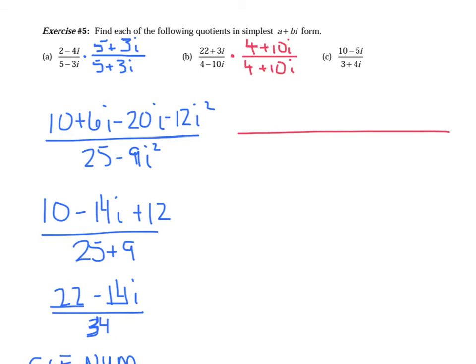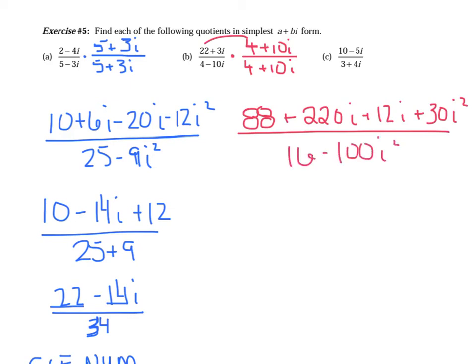All right, so first times first was 88, so we're working with some bigger numbers. I had the outer was 220i, definitely some bigger numbers. Inner was 12i, and last times last was positive 30i squared. On the bottom, I got 16 minus 100i squared. Just a little bit of housecleaning here.